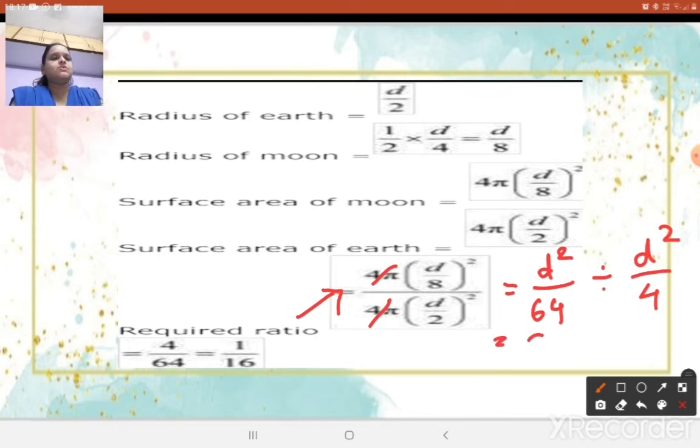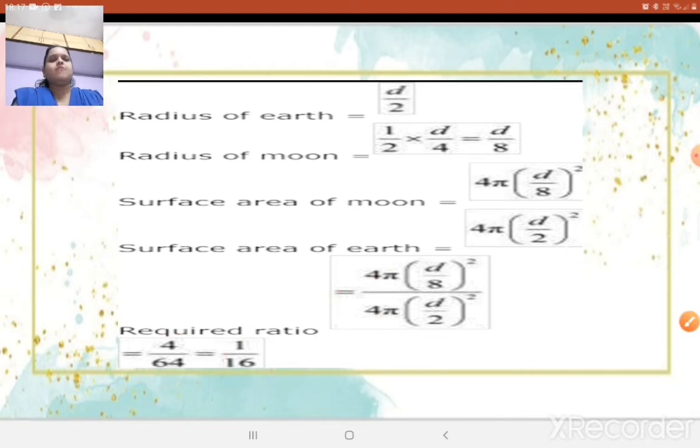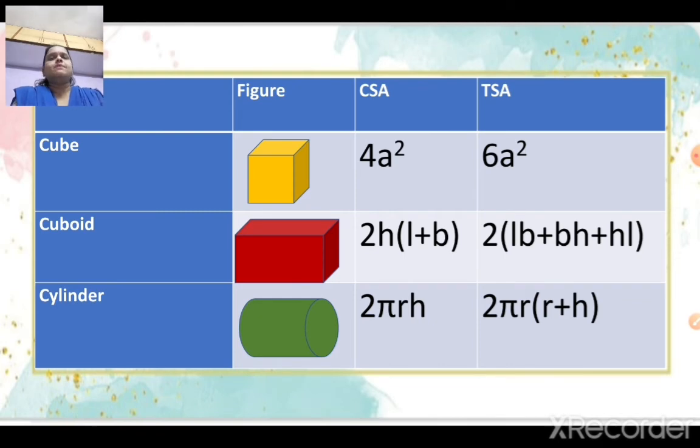Just take the reciprocal, that is d square by 64 into 4 upon d square. So d square and d square will get cancelled. So the next step you will get it as 4 upon 64. And 4 upon 64, if you reduce it, you will get the answer as 1 upon 16. So the required ratio is what? 1 by 16. So here we are completed with our exercise 13.4.